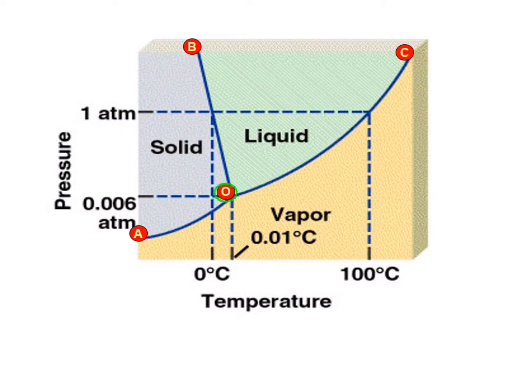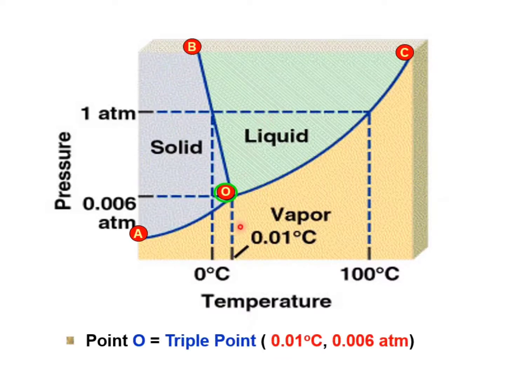Okay, next we look at point O. Semua orang sepatutnya dah tahu dah point O ni apa. It should be triple point. Okay, triple point for water occur at 0.01 degree Celsius at 0.006 atm. So ini adalah triple point of water. So we know that at triple point, water will exist as solid, liquid and gas at equilibrium.